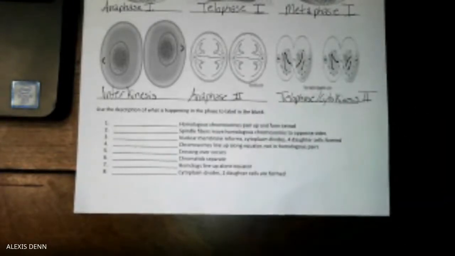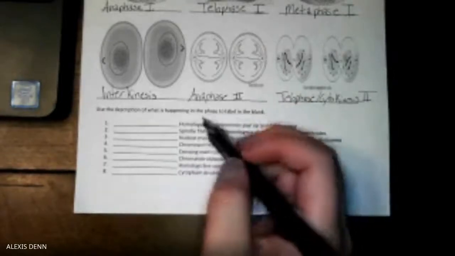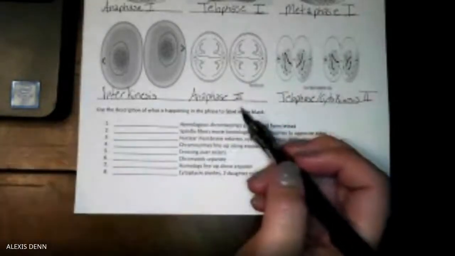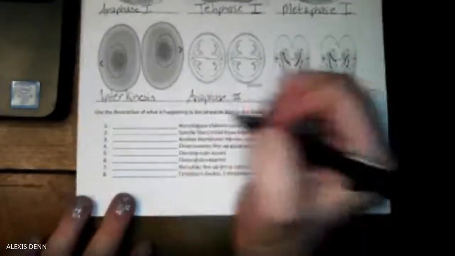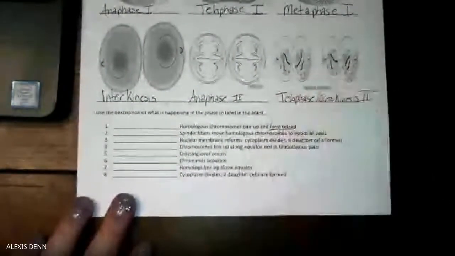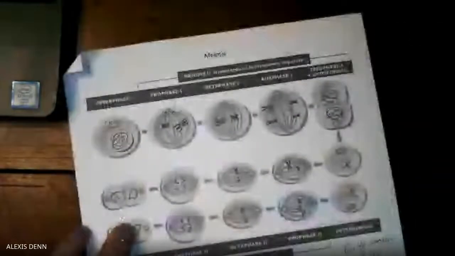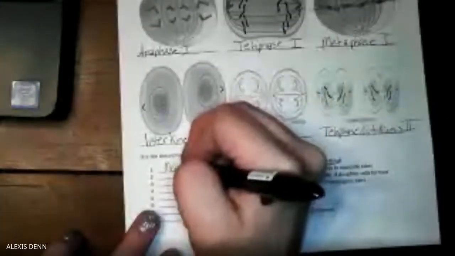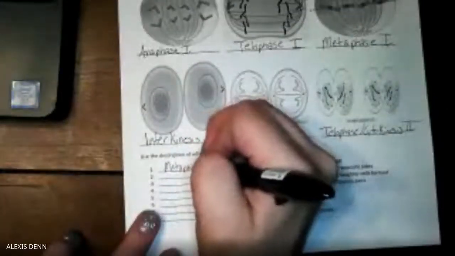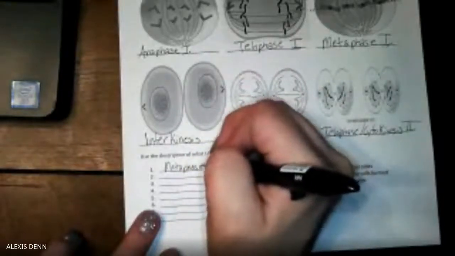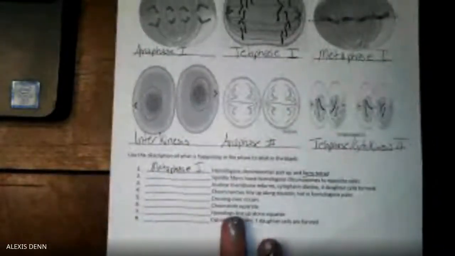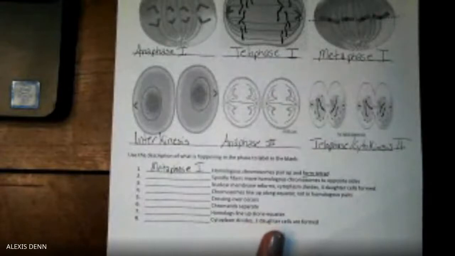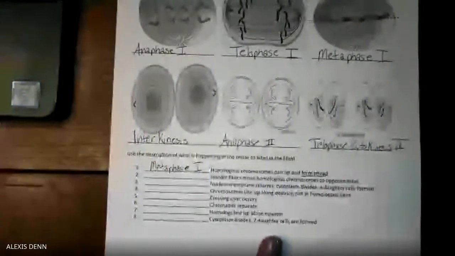And in the last section, based off of the description, I'm deciding what phase that cell is in. So homologous chromosomes pair up and form a tetrad. Formation of a tetrad happens in metaphase 1. Tetrad means a group of 4. So both pairs of homologous chromosomes are lined up with their sister chromatids in the center of the cell.